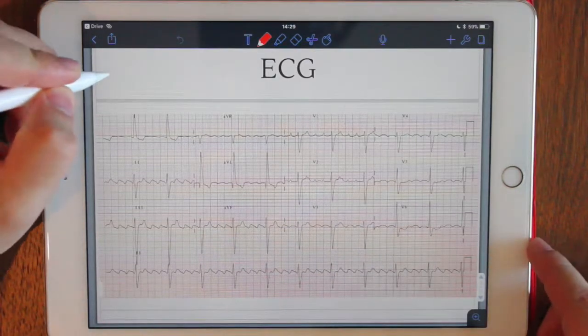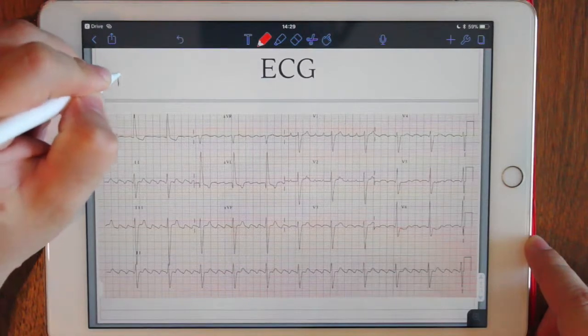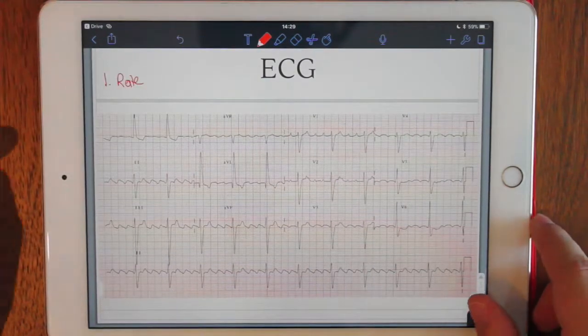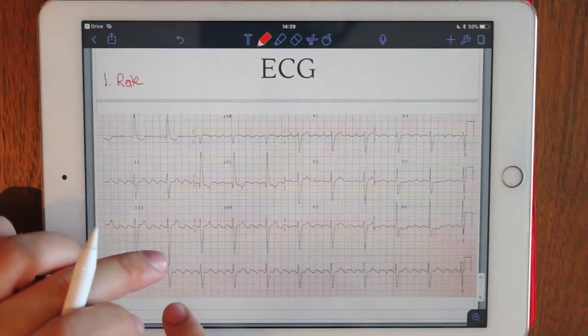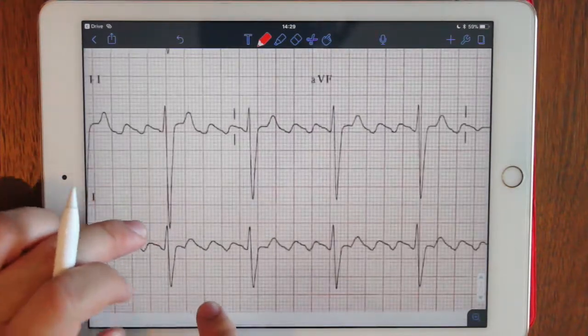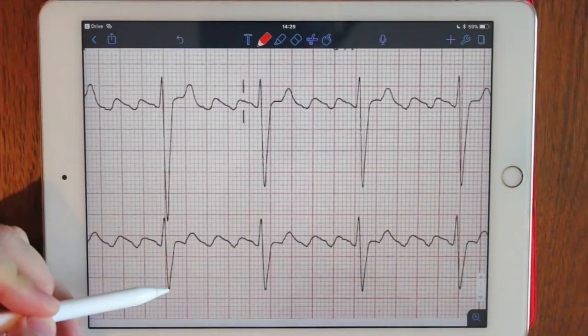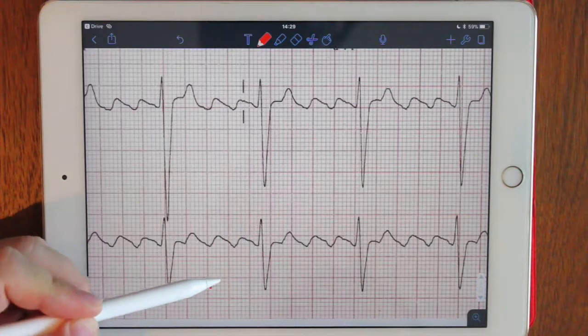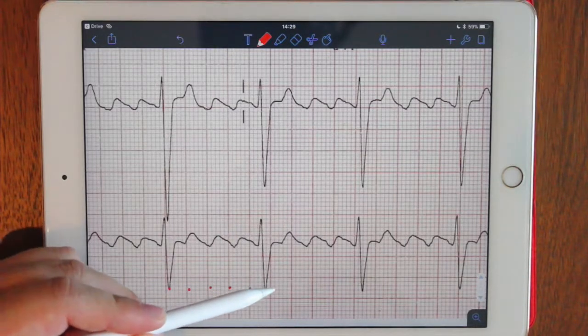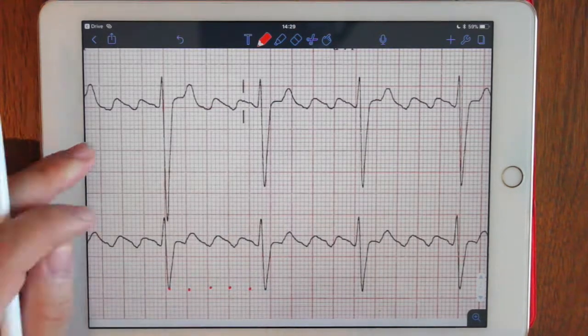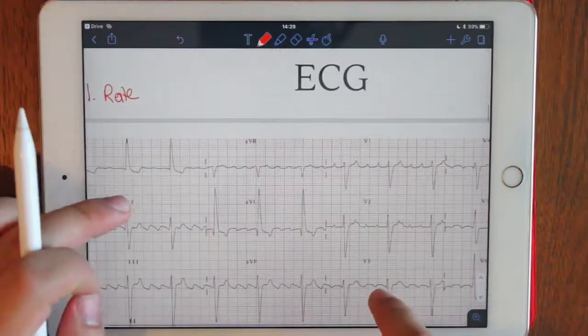So first thing we always want to do is start with rate. We're going to use the 300 method here because it seems like a pretty regular rate. So we're starting here and we're going 1 big box, 2 big box, 3, 4. So between 4 and 5, very close to 5. So let's call that about 60 to 65 beats per minute.